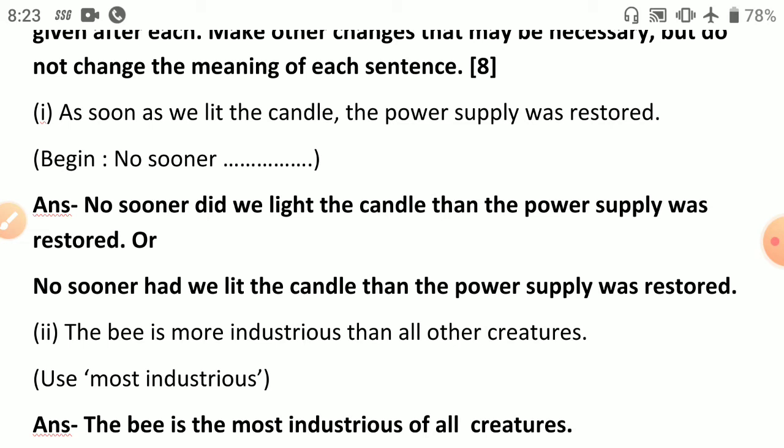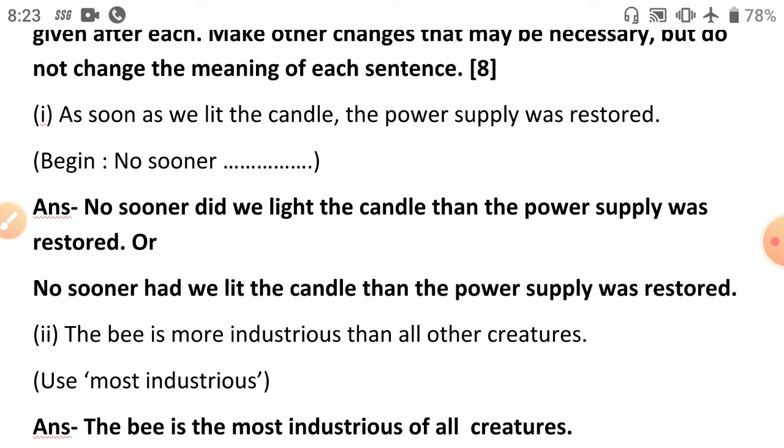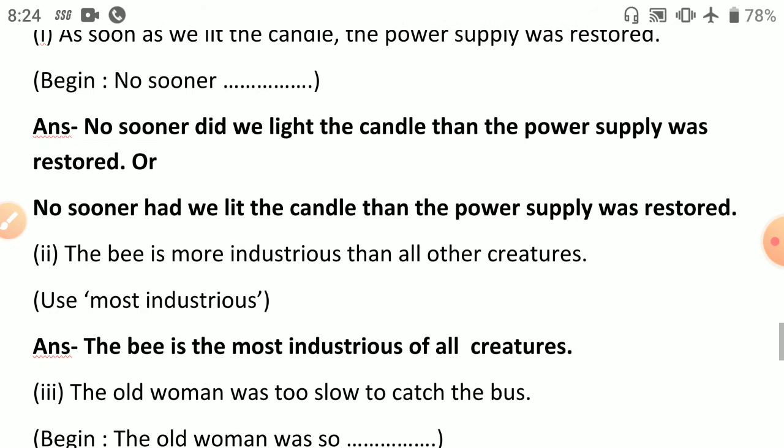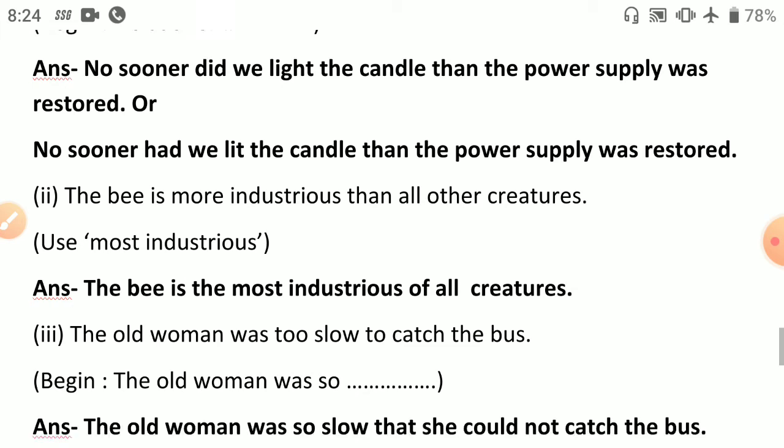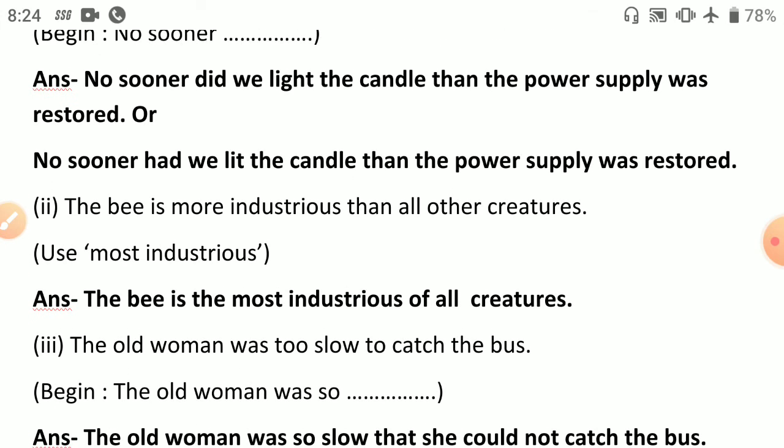Now there is a tendency of making a mistake, making it then, THEN, which is wrong. It has to be than, THAN. No sooner did we light the candle than the power supply was restored. You can also write like this: no sooner had we lit the candle than the power supply was restored. So had can also be used, but you have to pay attention that if you are writing had, we have to write lit. We cannot write light, because in past perfect, how we say, had slept, had done, had completed. So it is had lit.